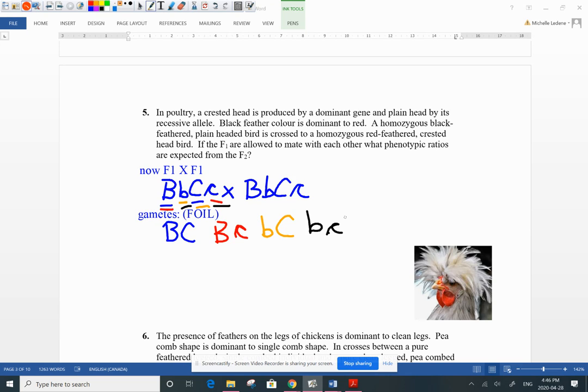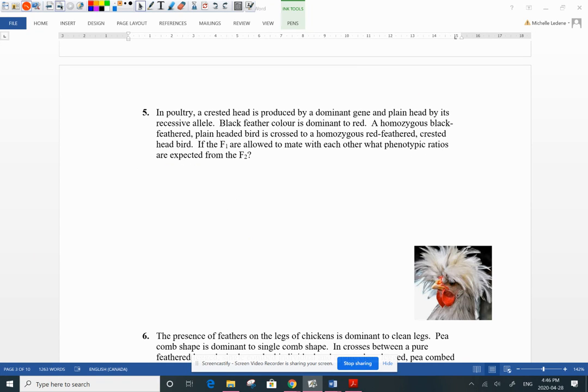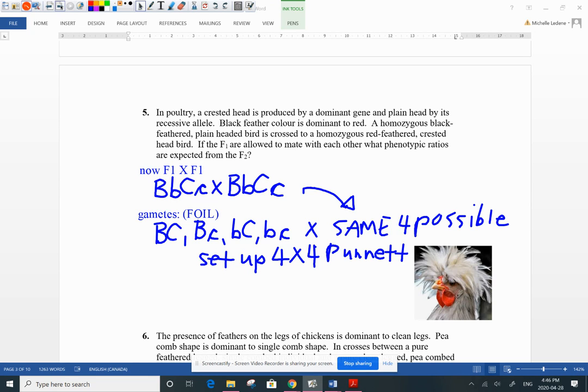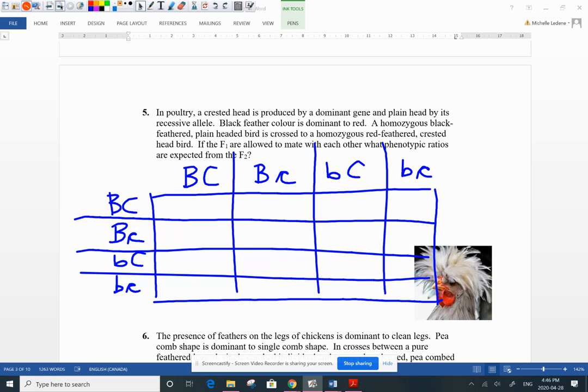There's no repeats here, right? It's not like we have big B, big C, right? We're not repeating 2 of the same. There's no repeats. There's all 4 different ones. And you know that there's going to be 4 different gametes here as well. So you are going to set up a big 4-by-4 Punnett square. And when you do that, it will look like 4 gametes, 4 gametes. There's our 4-by-4 Punnett square.